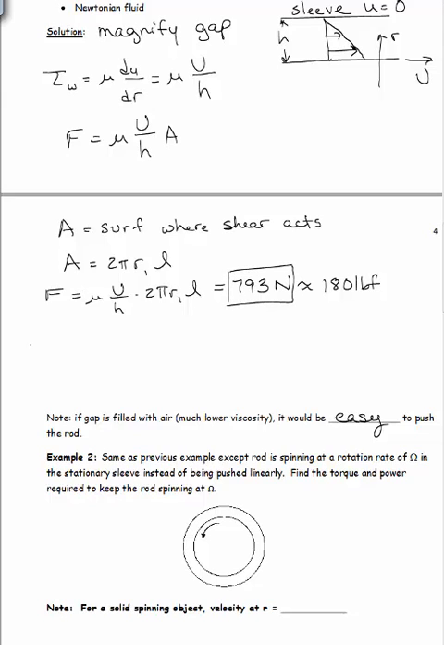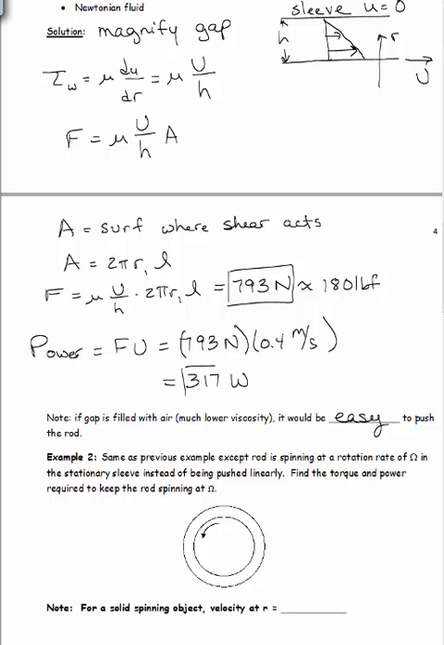The other thing we were going to look for was power, and power, you guessed it, it's F times u. That's going to be our 793 newtons times our 0.4 meters per second, which is going to give us 317 watts. Okay, so Newton meter is your energy. It's the same thing as a joule, and a joule per second is a watt. So that's how we get watts.